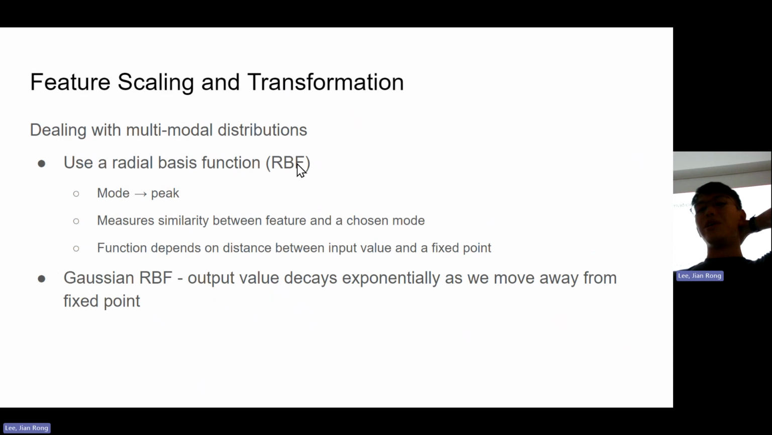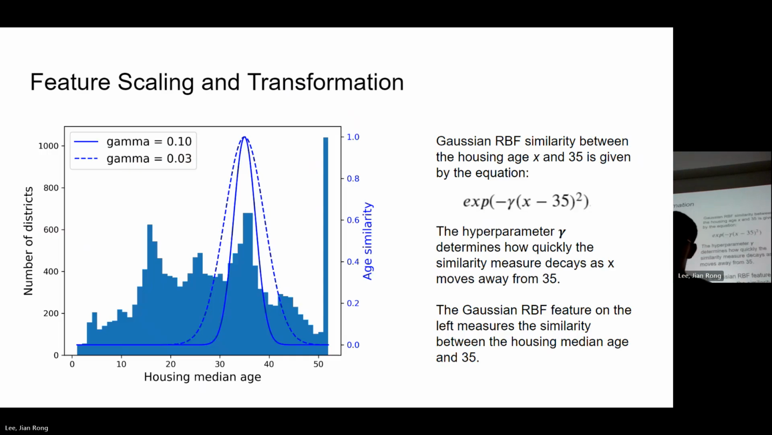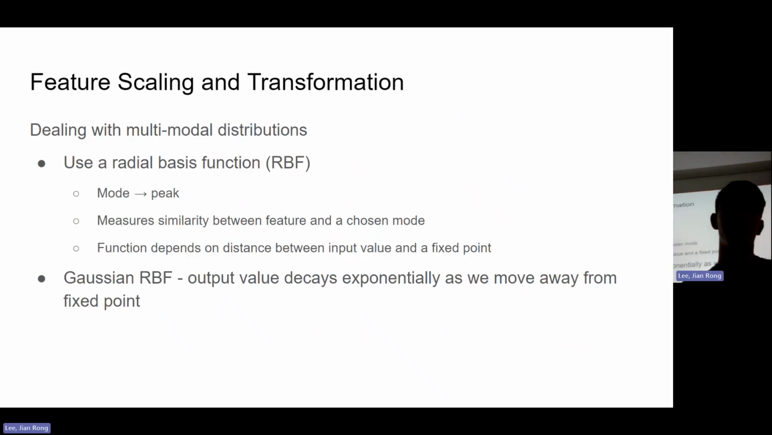So we can use this thing called an RBF. I'm not going to get into too much detail, but basically all the RBF does is, as you move away from a chosen point, so let's just say we choose this point here, right? As we move away, this function is going to output a smaller value, right? And a popular RBF function to use is the Gaussian RBF, because the output value decays exponentially as we move away from our chosen point.